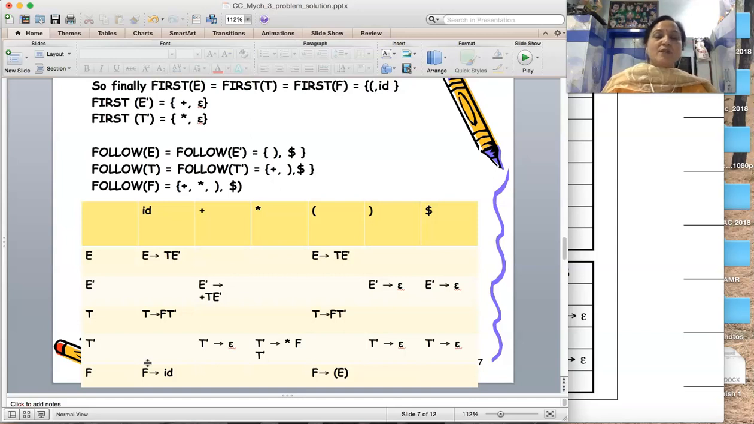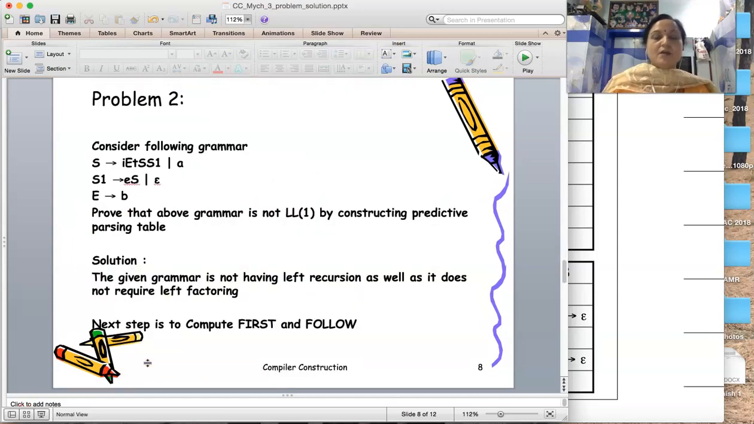Now let's see what are the drawbacks of this grammar. For explaining the drawback of the grammar, let us consider one more problem. Consider the following grammar: S tends to i E t S S1 or a, S1 tends to e S or epsilon, E tends to b. The problem is: prove that the above grammar is not LL(1) by constructing the predictive parsing table.